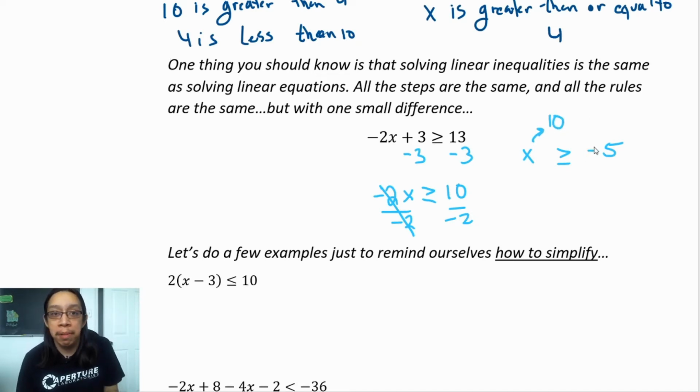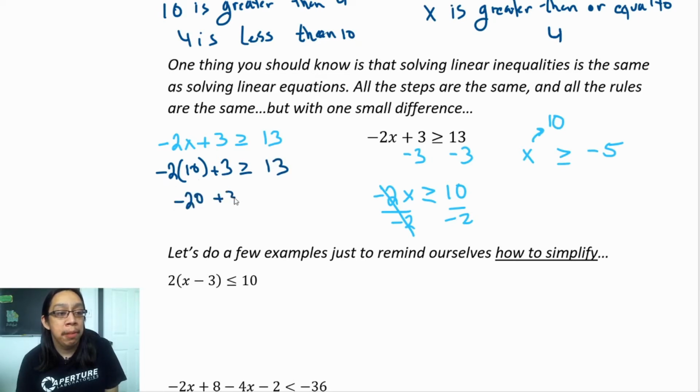10 is always going to be bigger than -5. So let's check if the answer of 10 works for this problem. -2x plus 3 is greater than or equal to 13. If you plug in 10 for the value of x, look what's going to happen. -2 times 10 plus 3 is greater than or equal to 13. -2 times 10 is -20, plus 3. And if we add these two, we get -17 is greater than or equal to 13.